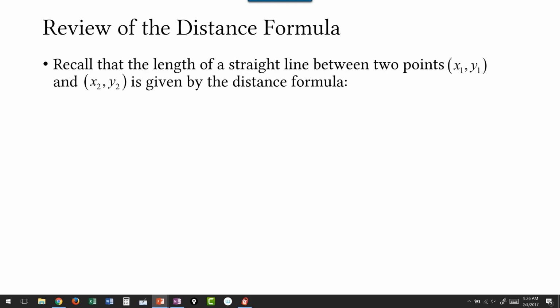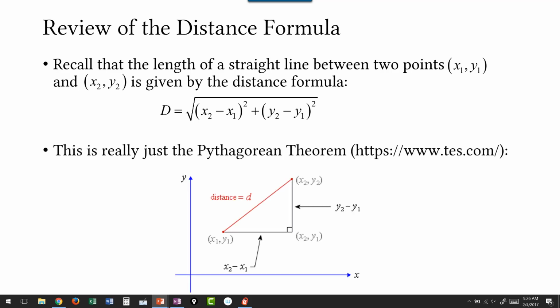If we have 2 points in the plane, x1, y1, and x2, y2, then the distance between them is given by the square root of x2 minus x1 squared plus y2 minus y1 squared. This is actually the Pythagorean theorem, which is illustrated in the graphic.